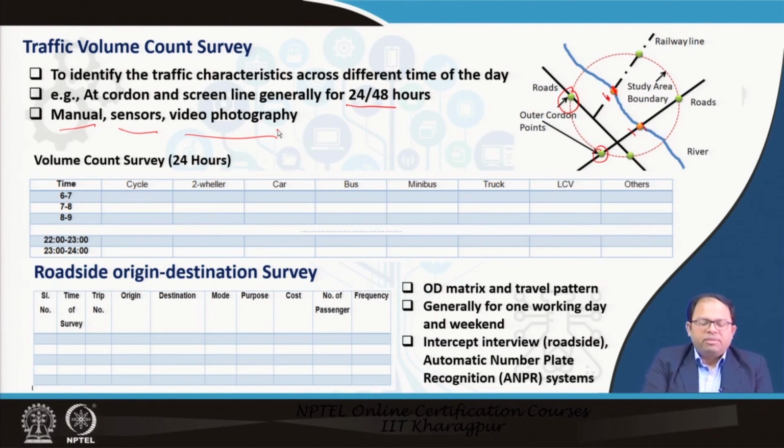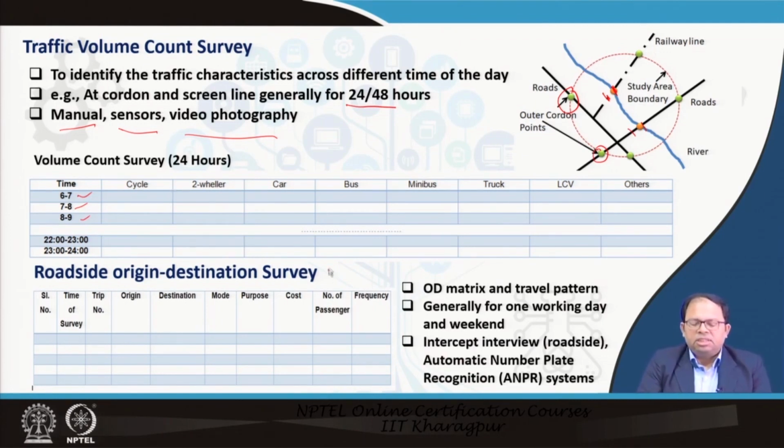And as you can see in the survey, we are measuring the number of cycles, two-wheelers, and cars for every hour. This means that if it's an automated system, then we can count continuously, but if we are doing it manually, probably we have to do it in sections of 20 minutes, 30 minutes, and then take a break and then repeat it again. Otherwise, fatigue may creep in. So this is how volume count surveys could be done.